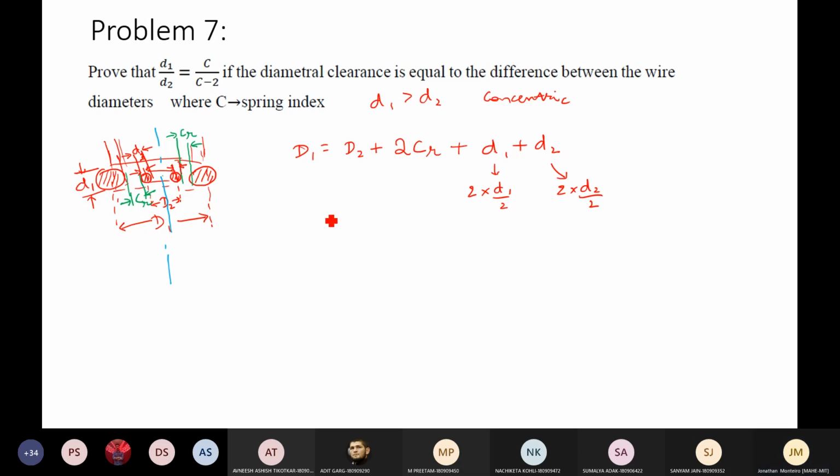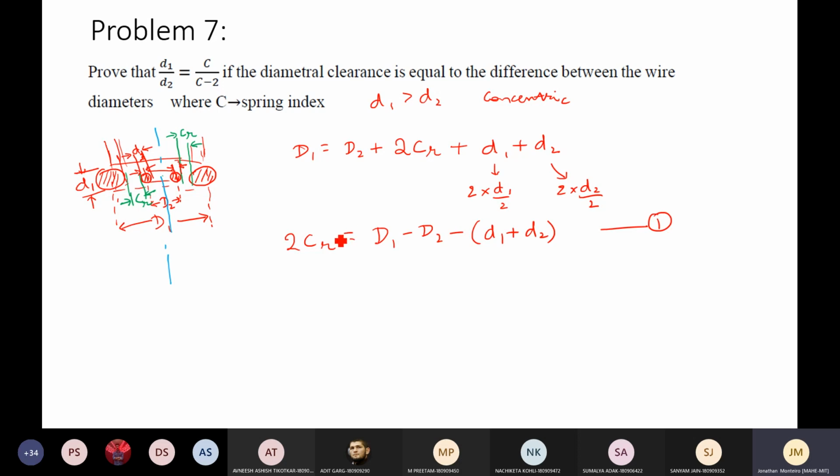So you can write 2 times CR will be equal to, I will just write the rearrangement of the equation, D1 minus D2, and I can put this as minus of small d1 plus small d2. Let me keep this as equation 1.